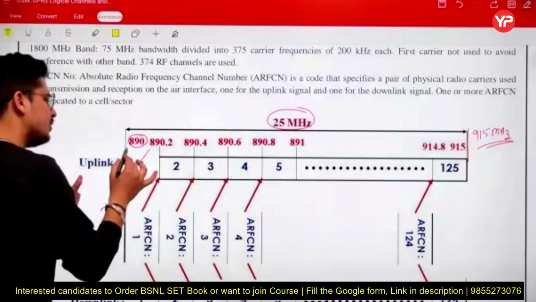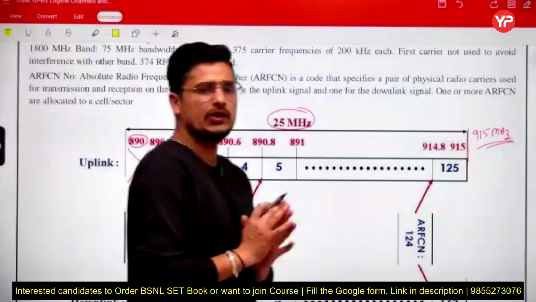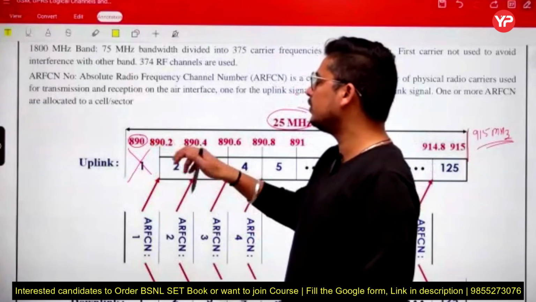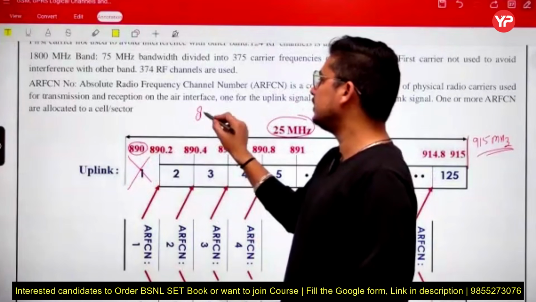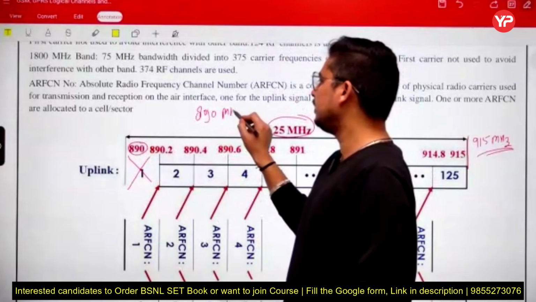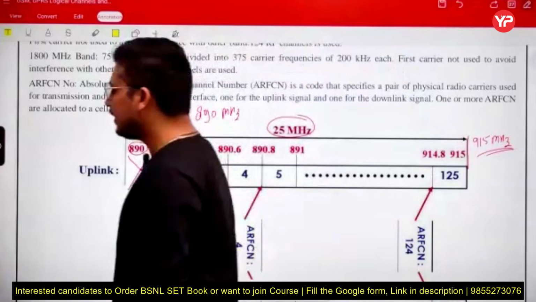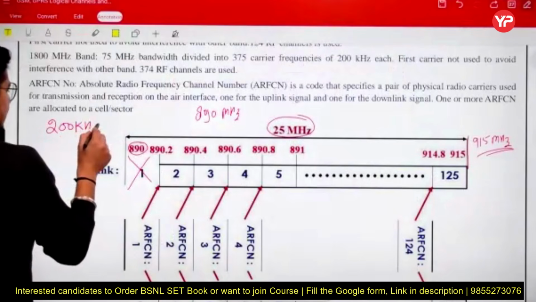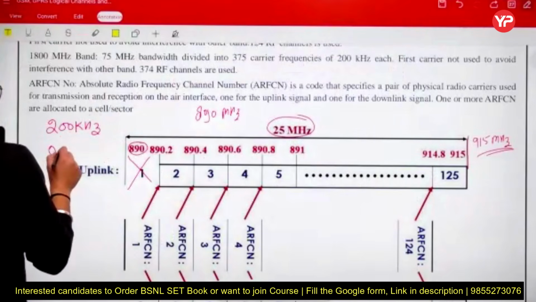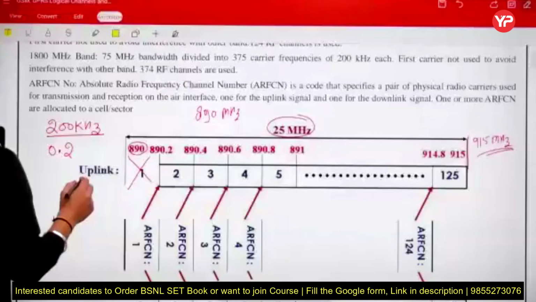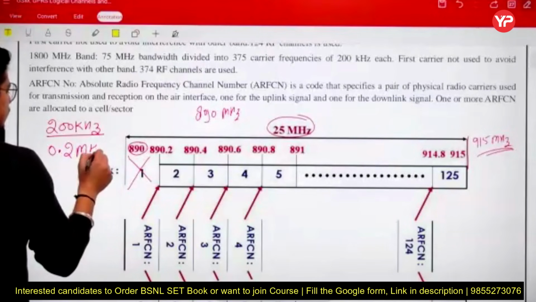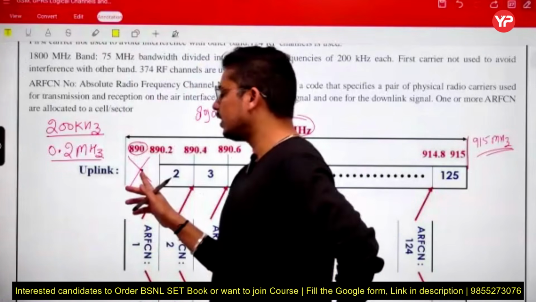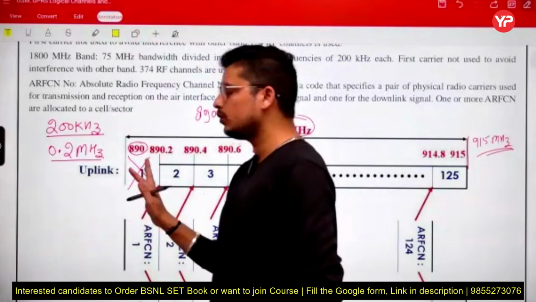First channel we never give to any user. We are not giving the range from 890 to 890.2, because 890 is in megahertz. If we assign a 200 kilohertz channel to each user, in megahertz we can write this as 0.2 megahertz. So always remember, we never assign this first carrier to anyone.